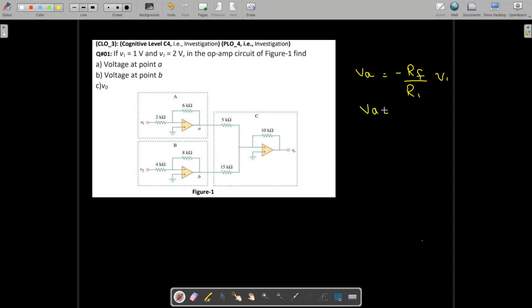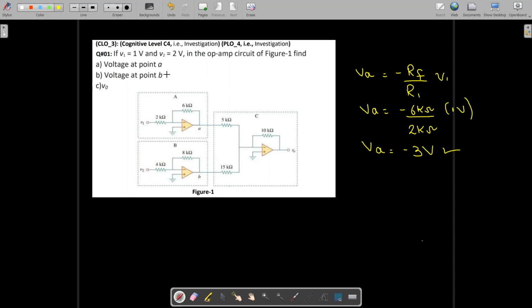We are going to have VA is equal to minus 6 kilo ohm, minus sign because it is an inverting op-amp, divided by the 2 kilo ohm, which is this resistor, multiply by the V1, and V1 is given to you, which is 1 volt. So this comes out to be VA is equal to minus 3 volt. So if you get this right, you get 3 marks in the paper. Fine. So VA is minus 3 volt. We have found the voltage at point A.